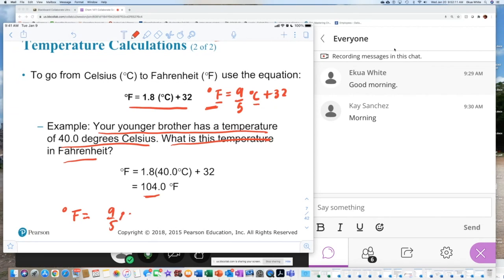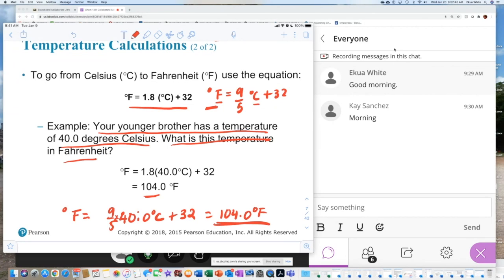So the degrees Celsius we have here, sorry, 40.0 degrees Celsius, right? So right there, plus 32. So I take 9 divided by 5 and then times 40 degrees. It's a much larger number than the original number. That tells me I'm on the right path, plus 32. Okay, so I end up with 104.0 degrees Fahrenheit, like they have.